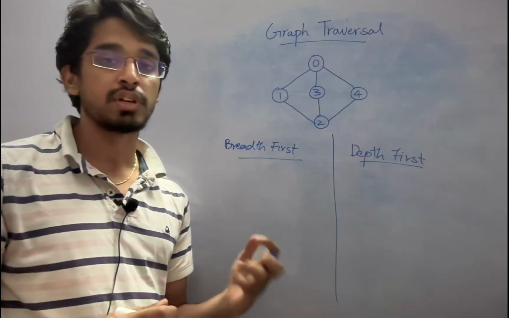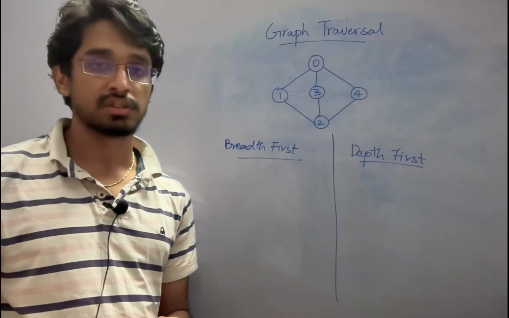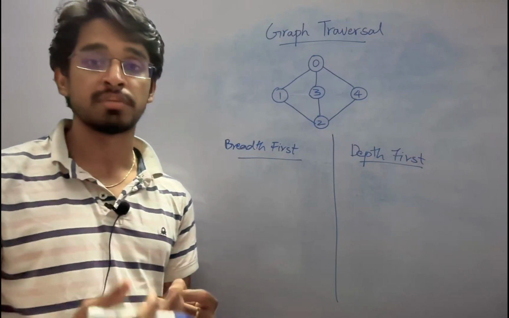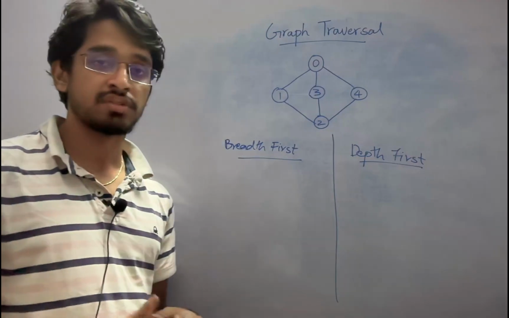Here we use the stack data structure, whereas for breadth first we are going to use a queue data structure, the same as we did for trees as well. This is the thing you must remember: when you are doing depth first traversal, we need to use a stack, and for breadth first we need to use a queue.